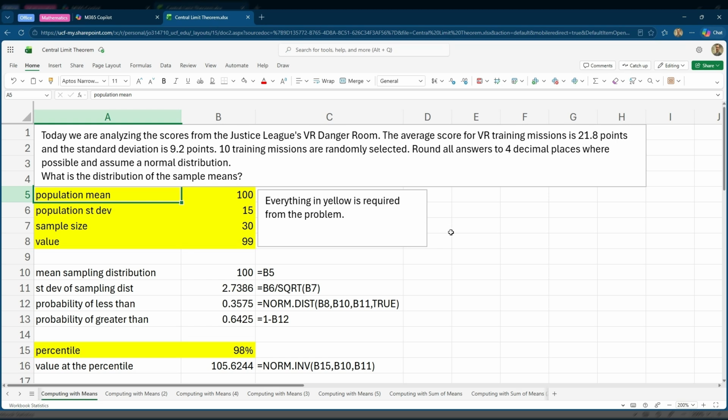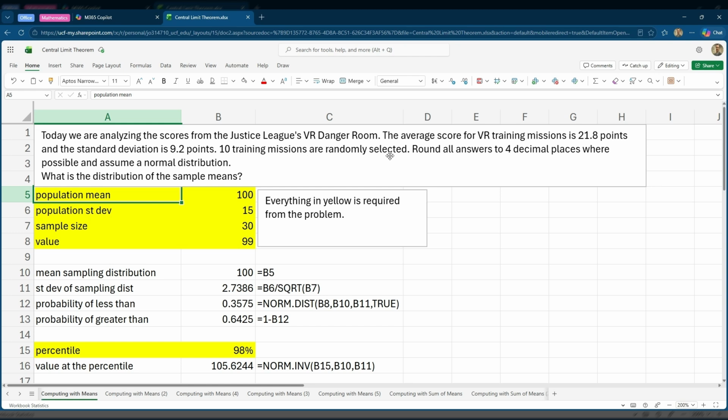Today we are covering the Central Limit Theorem. This is a follow-up to our normal distribution video. And so today we are analyzing the scores from the Justice League's VR Danger Room. The average score for VR training missions is 21.8 points, and the standard deviation is 9.2 points.